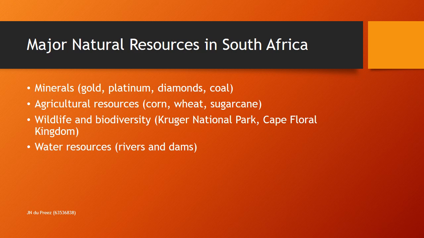Our wildlife and biodiversity, almost everywhere you look, there's a variety of ecosystems. There's wildlife, plant life, animal life. We are very blessed to live in a country that's very, very rich in ecosystems and has an abundance of wildlife. For example, there's the Kruger National Park and the Cape Floral Kingdom, and then water resources as well. So we have very large major national rivers and dams, for example, the Orange River in the Free State and the Umgeni River here in KwaZulu-Natal.